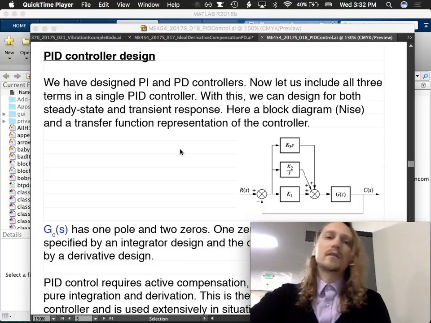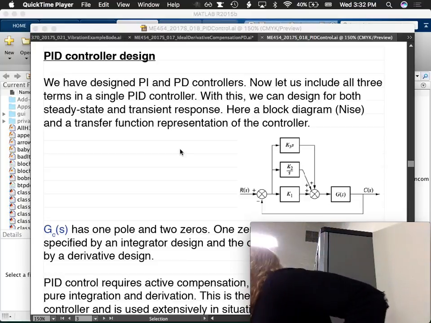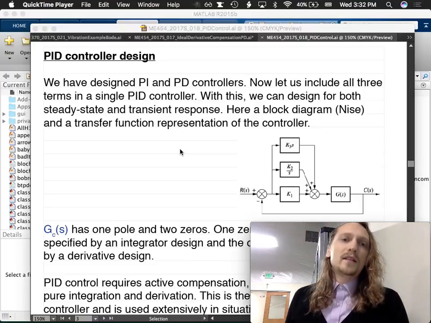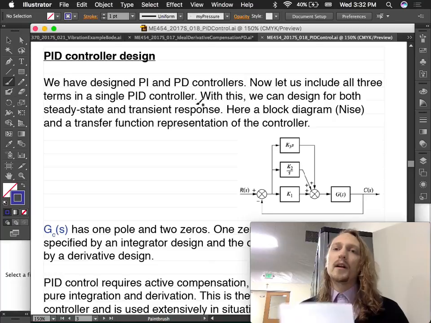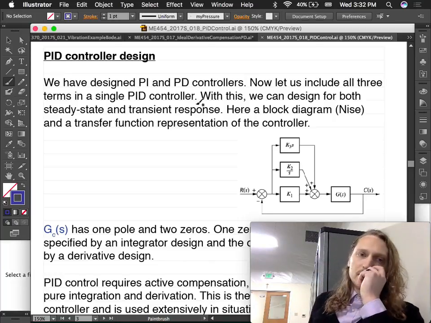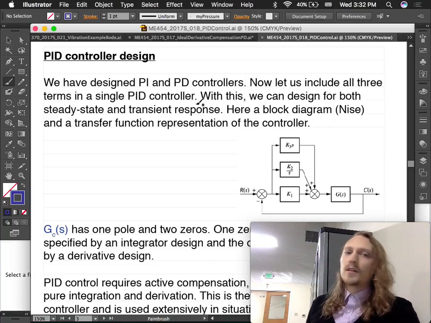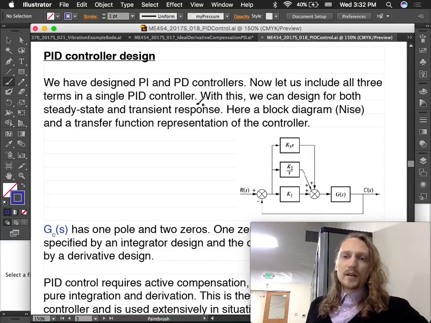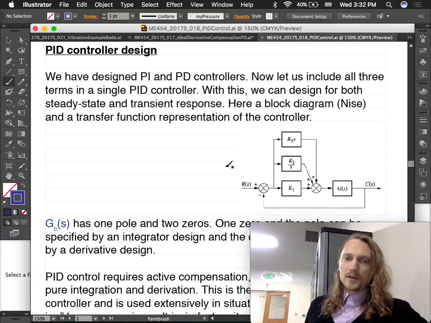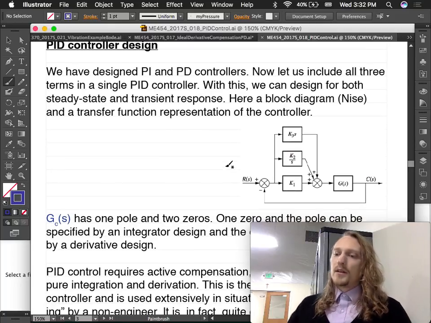Notes in hand, we shall begin again. We've designed PI and PD controllers, so we know how to do them both. Now let us include all three terms in a single PID controller. With this, we can design for both steady state and transient response. Here is a block diagram from Nise, and a transfer function representation of the controller.